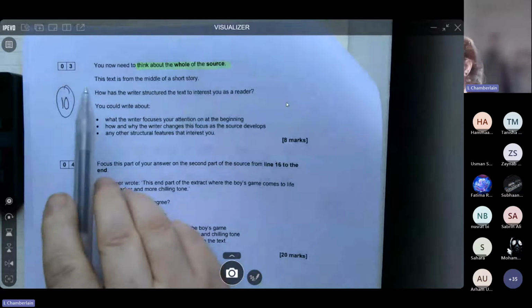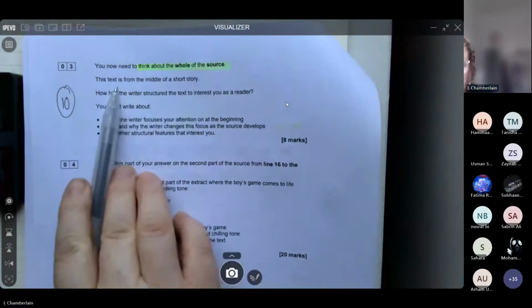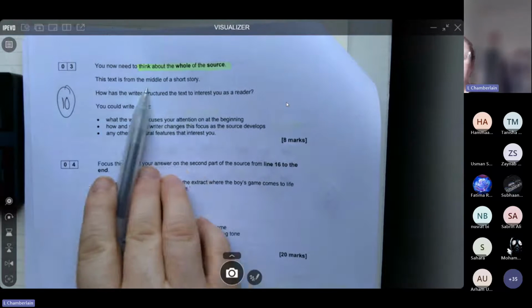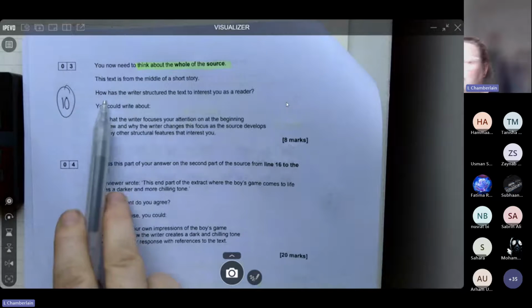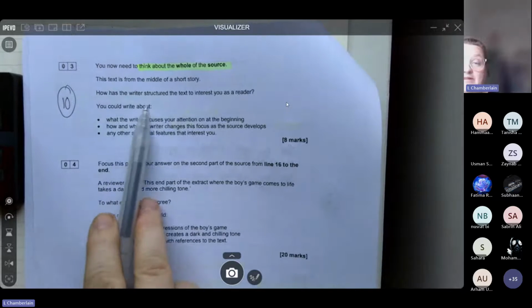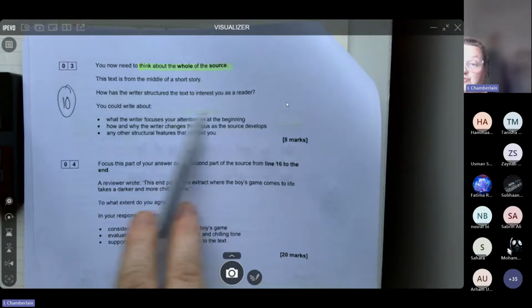You're then going to get this line here. This text is from the middle of a short story. Now, this is important in terms of it helps you understand where it fits in relation to a wider novel. So what you might think about is, why is the writer introducing this idea at this moment in time? And then we've got this bit, and this bit is always going to be the same. How has the writer structured the text to interest you as a reader?